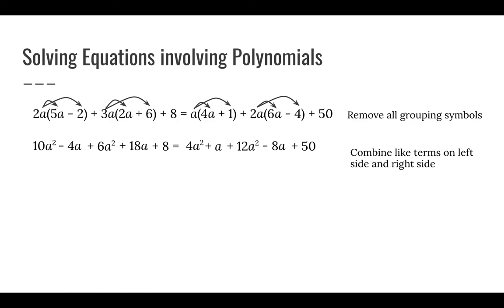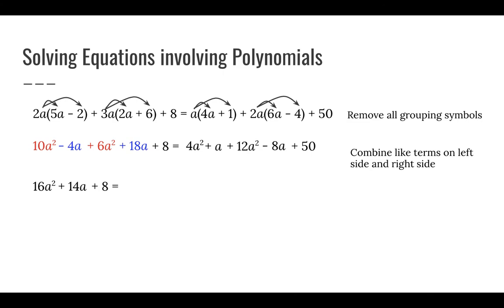Let's focus on the left side first. I've got 10a squared, and there's also a 6a squared. I'm going to combine those up and make it 16a squared. I also have negative 4a and positive 18a. Those are like terms, and I'm going to combine those to give us 14a. Again, the 8 didn't have any like terms on the left side, so I'm going to bring that down and leave it with the left side.